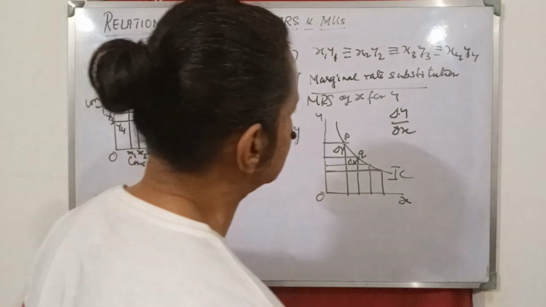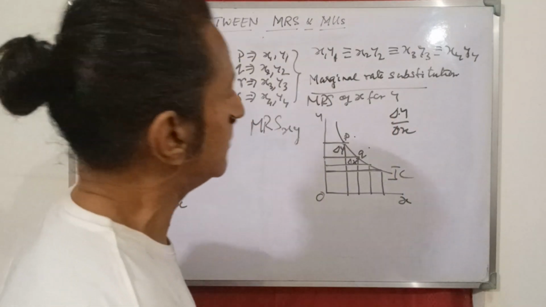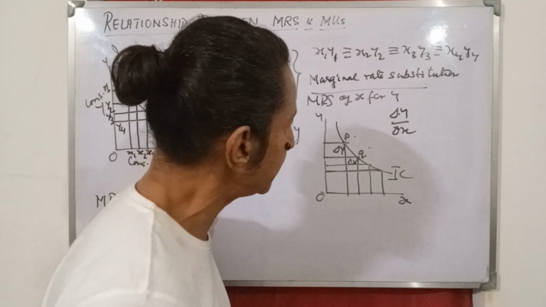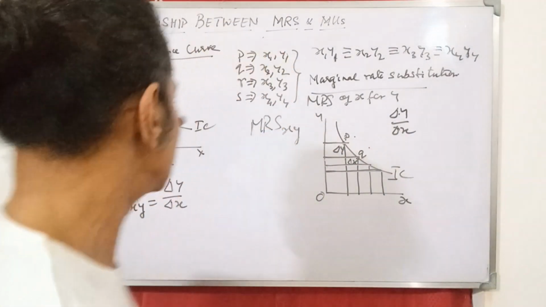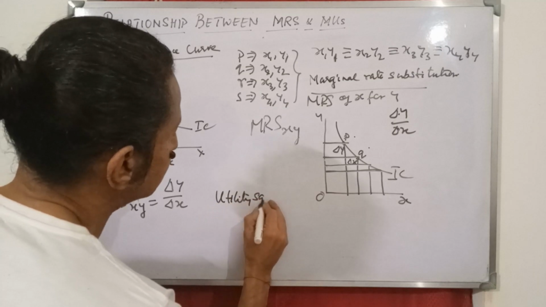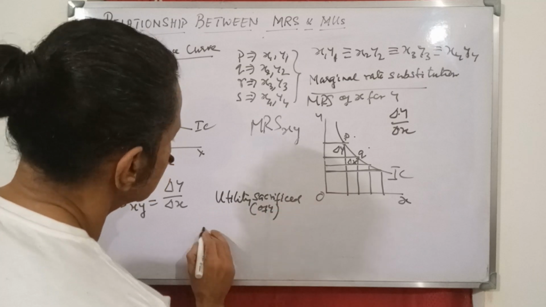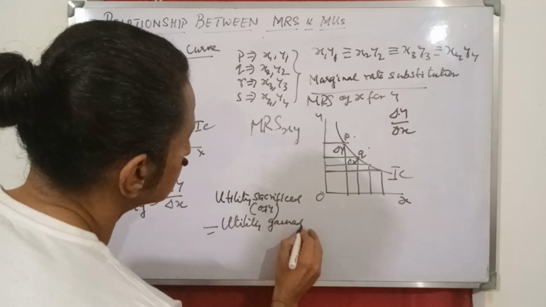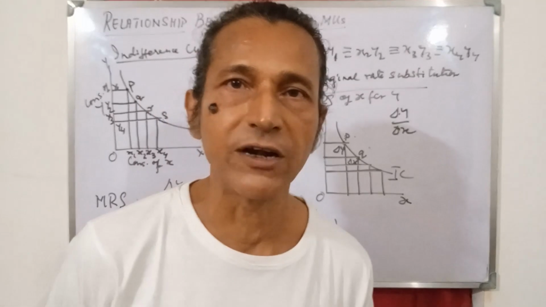Now if the consumer has to remain indifferent between point P and point Q, then the utility sacrificed by sacrificing consumption of Y must be equal to the utility gained by consuming more of X. So utility sacrificed of Y is equal to utility gained of X. Only then the consumer can be indifferent between point P and point Q.